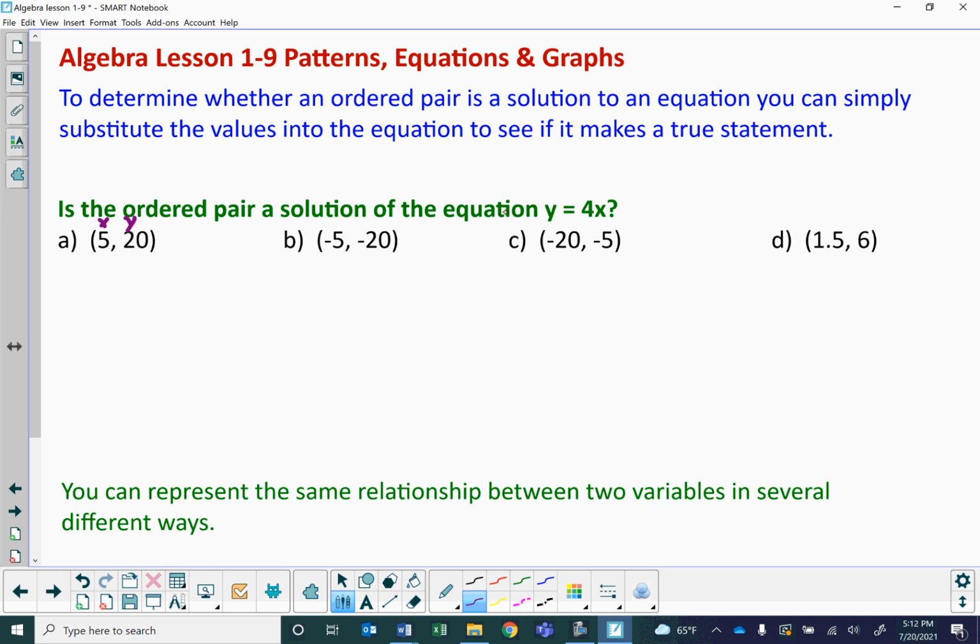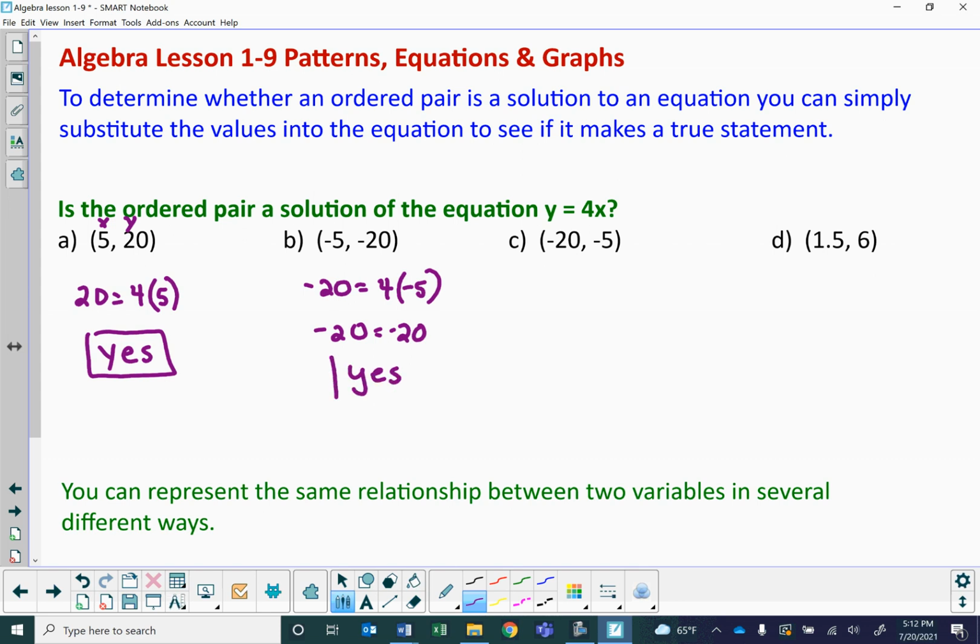So if I plug this into the equation y = 4x, I get 20 = 4 times 5. And 20 does equal 4 times 5. So yes, (5, 20) is a solution to this equation. Let's do the same thing with the other points. So we're going to have y, which is -20, equal to 4 times -5. -20 equals -20. So yes, (-5, -20) is also a solution to this equation.